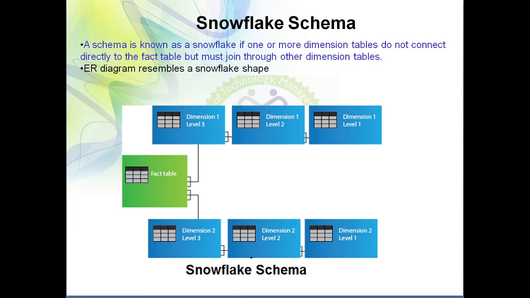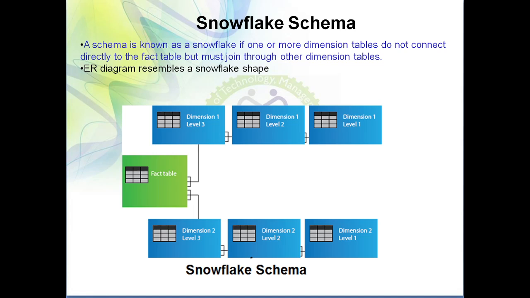Then the second type of schema that we are going to discuss is the snowflake schema. So snowflake schema means what? This schema is known as snowflake because one or more dimension tables do not connect directly to the fact table but just join through other dimension tables. So here you can see this dimension table is not directly attached to the fact table, but all the dimension tables are connected with this, and then this one dimension table is connected to the fact table. So this is what a snowflake is, just like a chain.